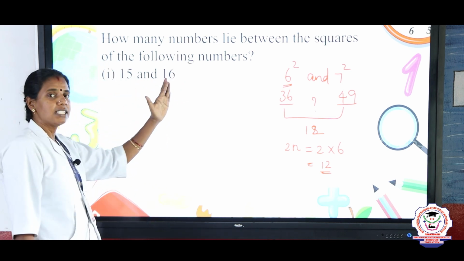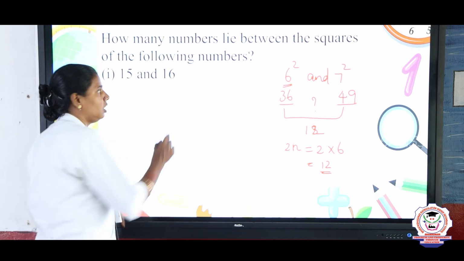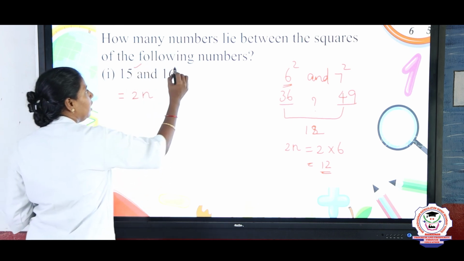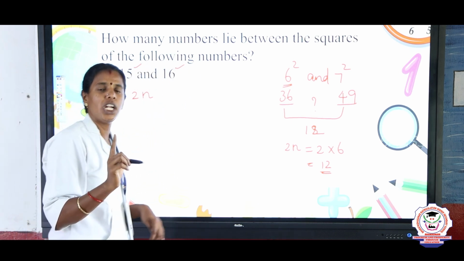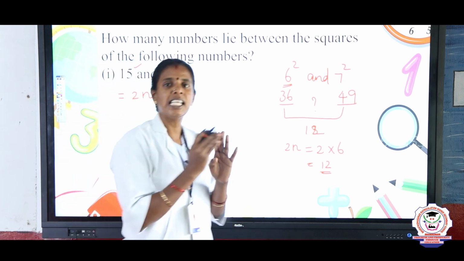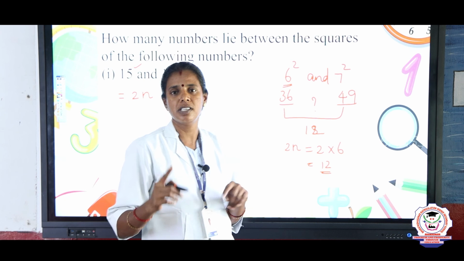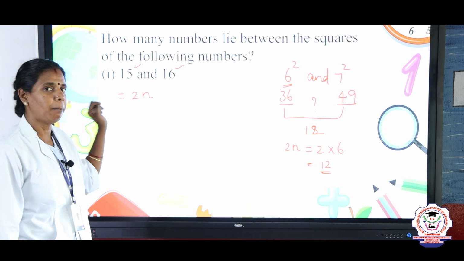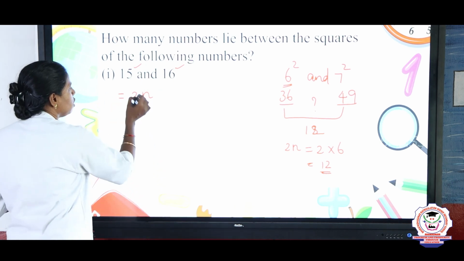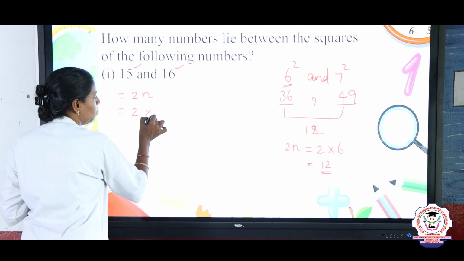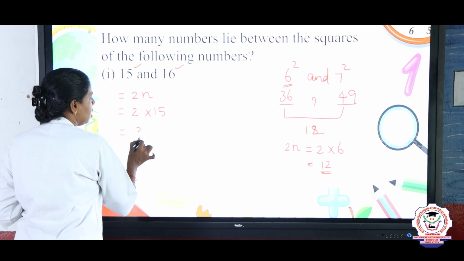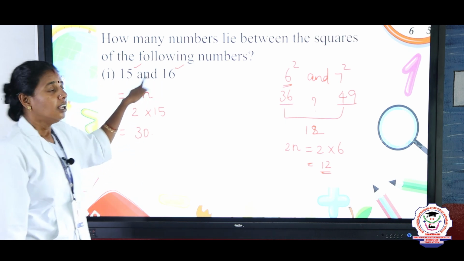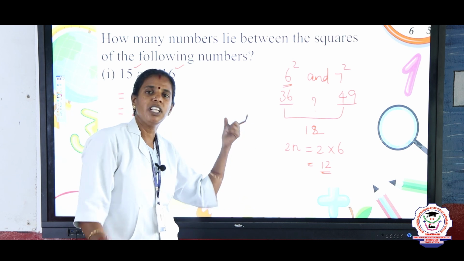For the squares of 15 and 16, how many numbers are there between them? 2n is the formula. Here the numbers should be consecutive numbers. Remember it, children, it should be a consecutive, that is continuous, number; it should not be different numbers. Then this 2n formula is not applicable. Only for consecutive numbers, 2n is the formula. So, here n is nothing but 15. So, 2 into 15. 2 fifteens are what? 30. Is it clear?